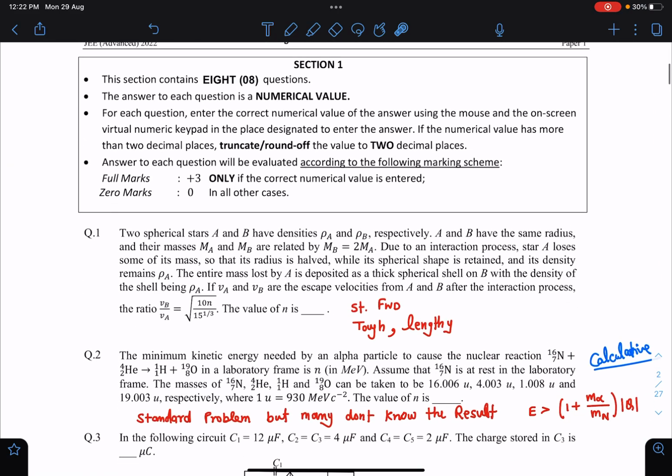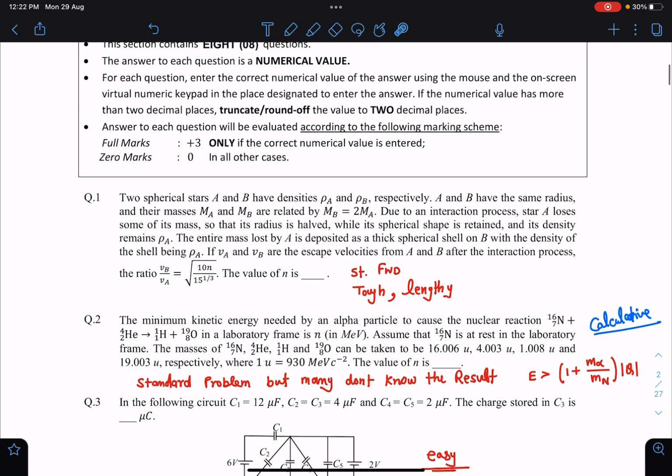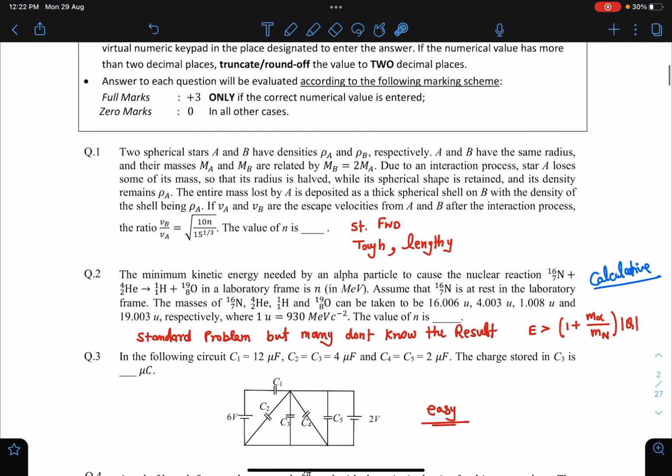Section 1 had 8 questions, and this question is from gravitation, you can see. It's straightforward, but I feel it is on the lengthy side, calculation-wise, so that's why it is tough. Otherwise, overall this problem is on the easier side, but still, doing this problem in the exam hall, I don't think many people would have done it, but if they have, it's good.